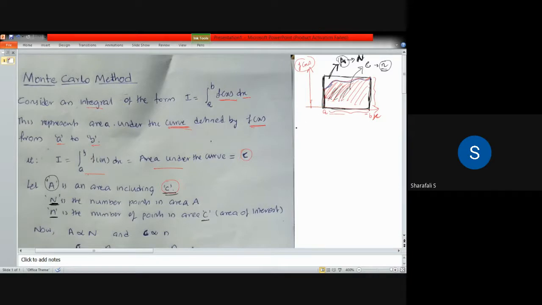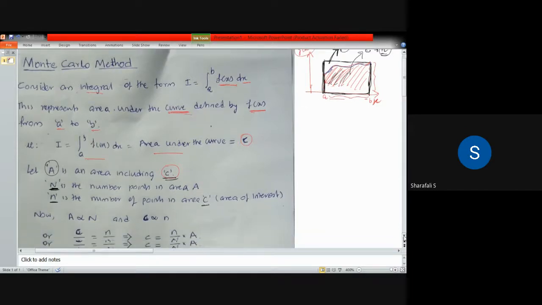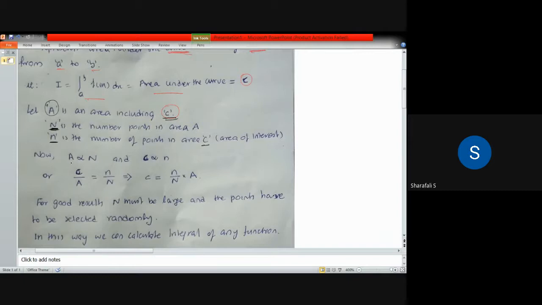If you consider like that, then we can say this capital A will be proportional to capital N, right? Because we have this kind of a rectangle. If you consider the area of this rectangle is capital A, and you consider the number of points in this area capital A, then the number of points will be proportional to the area. Or the area capital A will be proportional to capital N, that is the number of points inside that particular area.